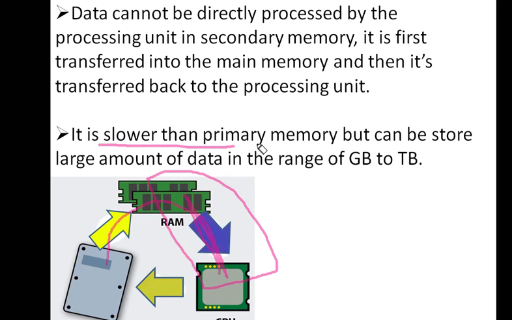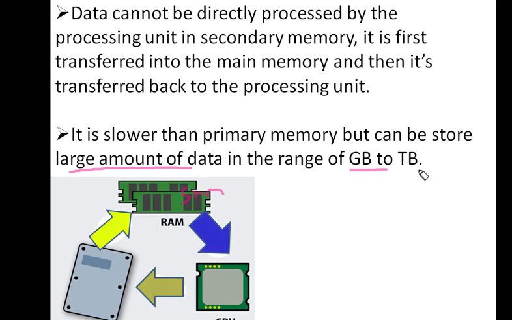That's why we call it slower than primary memory, but it can store a large amount of data. Primary memory will store a small amount of data, but secondary memory will store a large amount of data, in the range of GB to TB. You know very well about GB and TB, right? Gigabyte, terabyte.